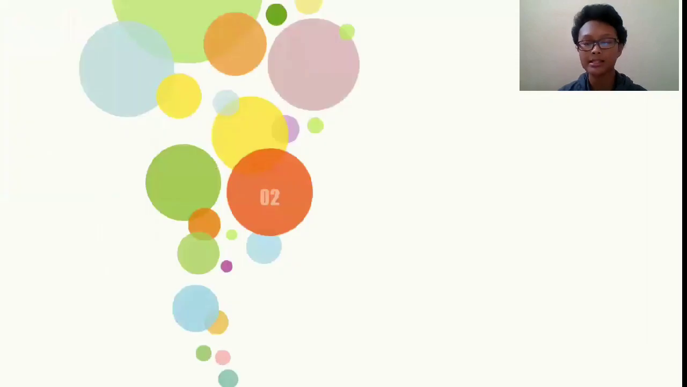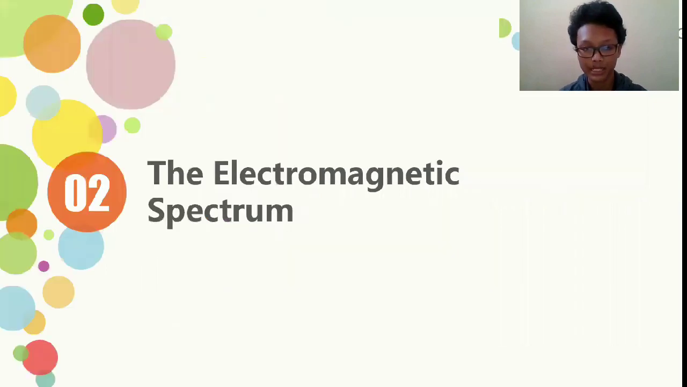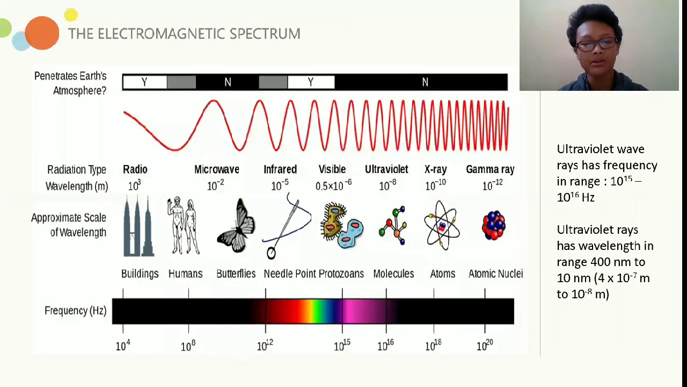And next is the electromagnetic spectrum. This is the picture of the electromagnetic spectrum. According to this picture, UV rays do not penetrate Earth's atmosphere, and the approximate scale of wavelength is molecule.